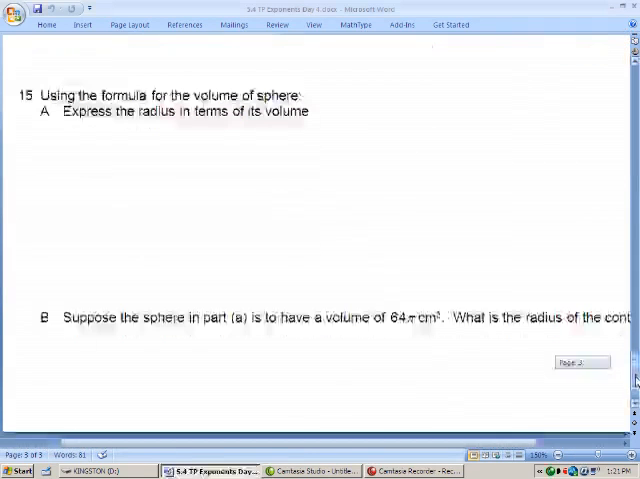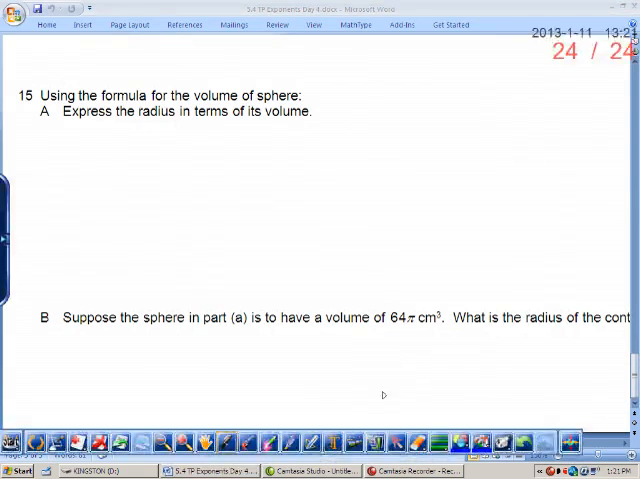Using the formula for volume of a sphere, we want to express the radius in terms of its volume. What that means, express the radius in terms of the volume, is you're trying to solve for r. You're still going to have a variable left in your answer. It's going to be v, your volume. So, the formula for volume of a sphere, does anyone remember? 4 thirds pi r cubed. Good.